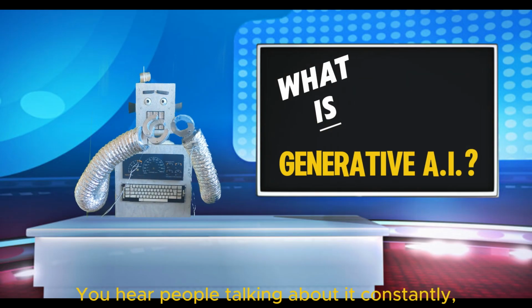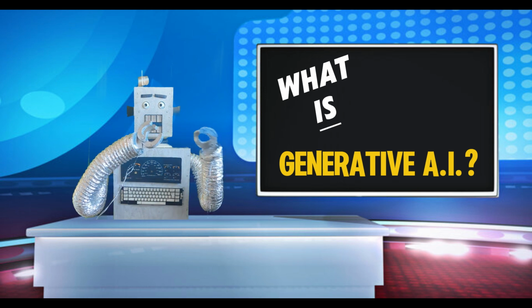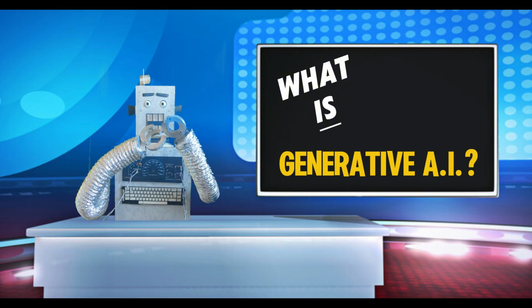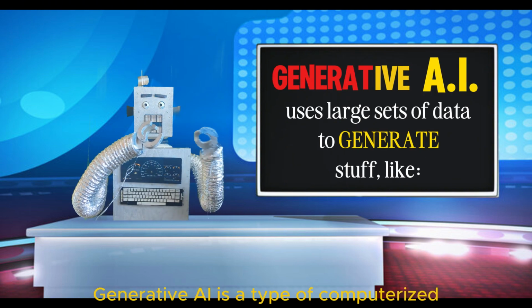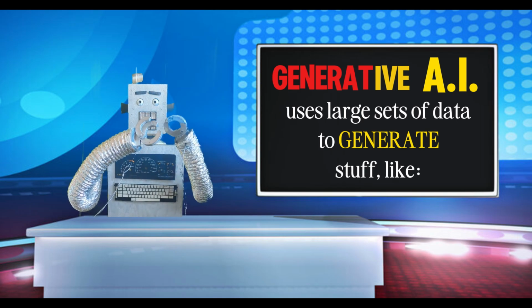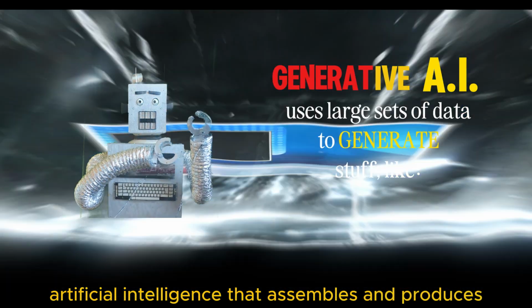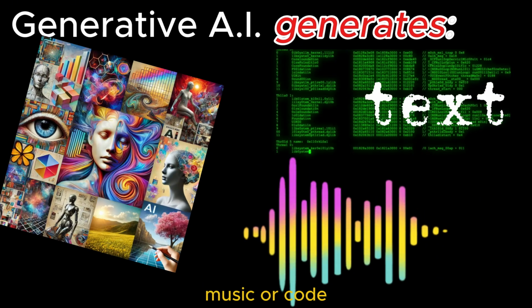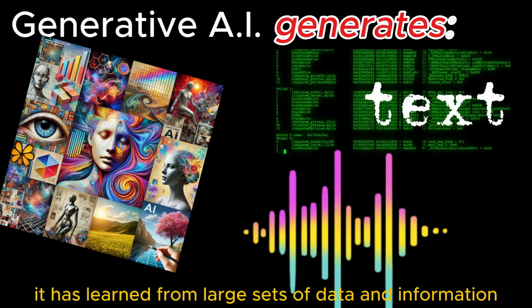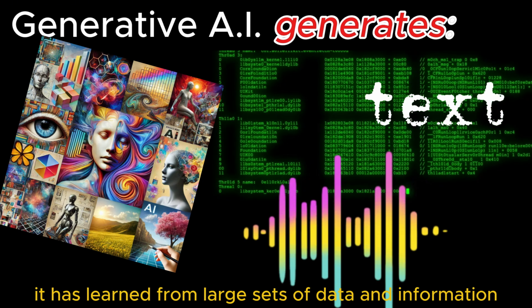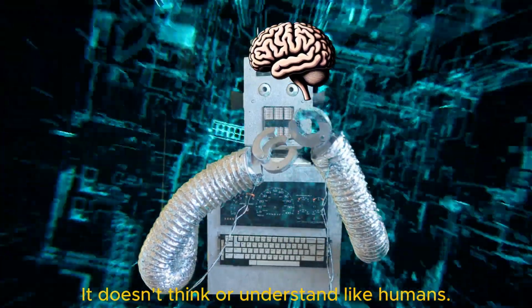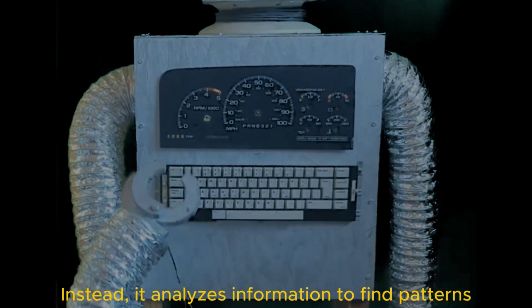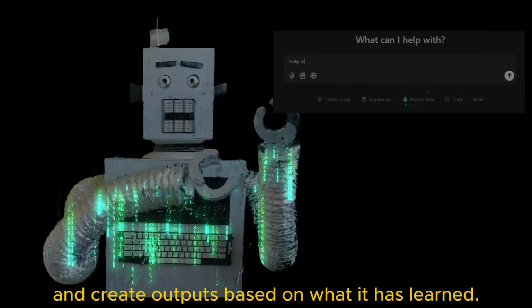You hear people talking about it constantly, but what is generative AI? Which is what people are usually talking about when they talk about AI in the classroom. Generative AI is a type of computerized artificial intelligence that assembles and produces content, like text, images, music, or code based on patterns it has learned from large sets of data and information. It doesn't think or understand like humans. Instead, it analyzes information to find patterns and create outputs based on what it has learned.